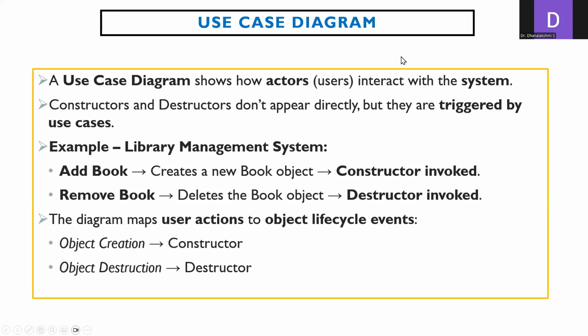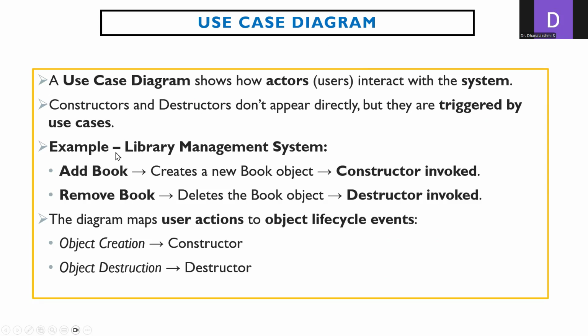Coming to the use case diagram. Now let's relate this concept to a real system using a use case diagram. A use case diagram explains how users interact with the system. Constructors and destructors do not appear directly, but they are triggered by the use cases.